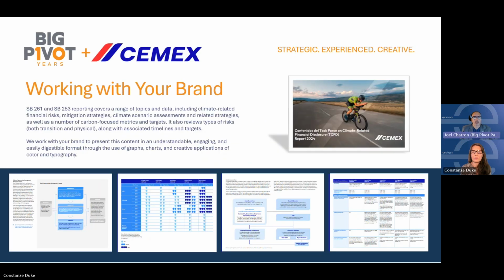I know I'm running through this. So I used this as an example to show how, from a branding standpoint, it's just as important to tie back your brand as you work from a requirement standpoint. The requirements of SB 261, 253 cover climate-related risk, mitigation strategies, climate scenarios, emission metrics, targets, and risk timelines.